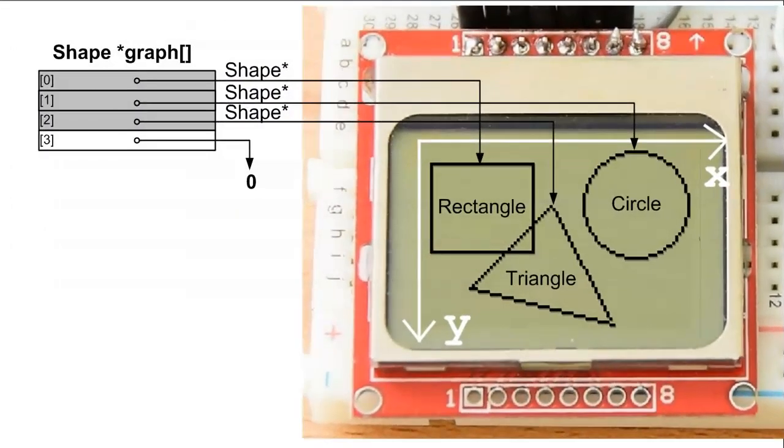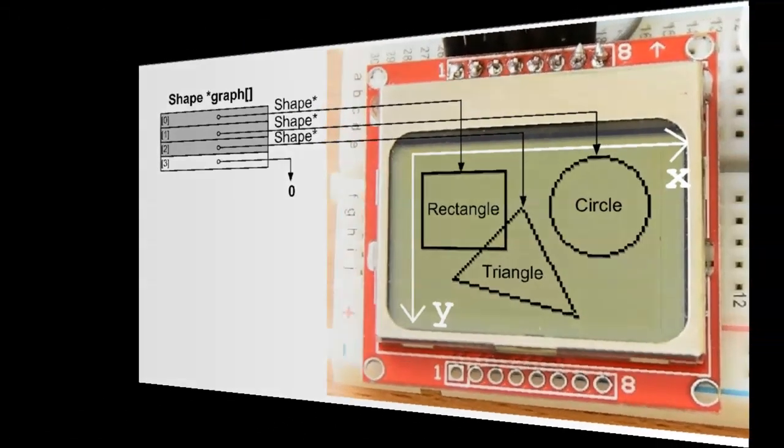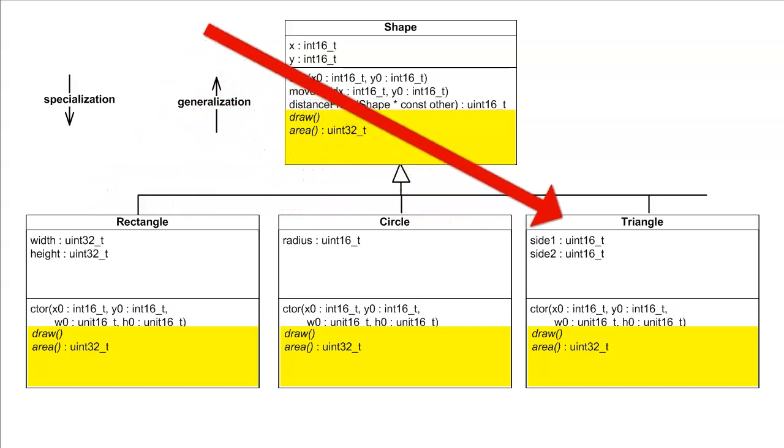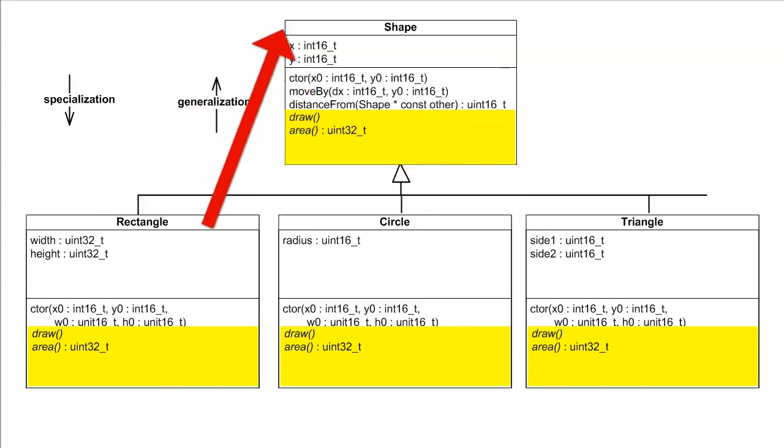For example, suppose that you want to draw a graph consisting of multiple shapes on your LCD screen. For simplicity, suppose that the graph is an array of pointers to various shape objects. Note that the shape pointers in a graph might actually point to different types, but because all of them inherit the shape base class, all can be safely upcast to the shape type.